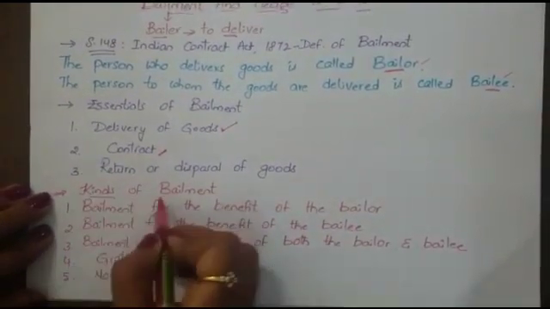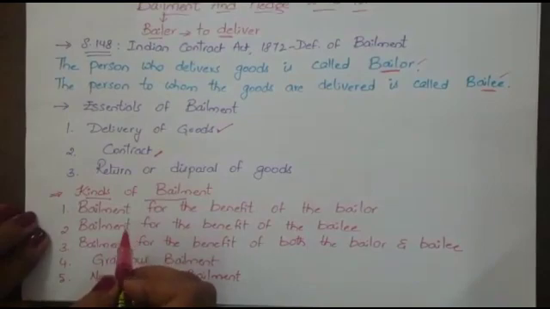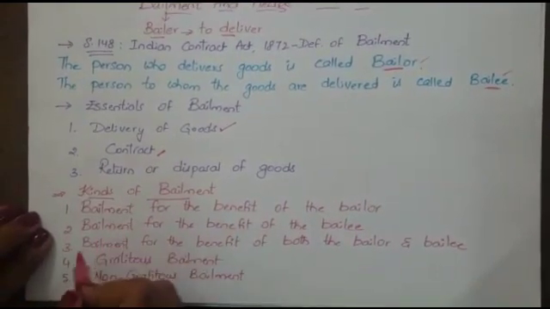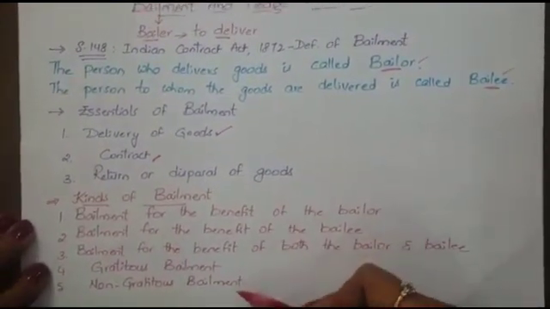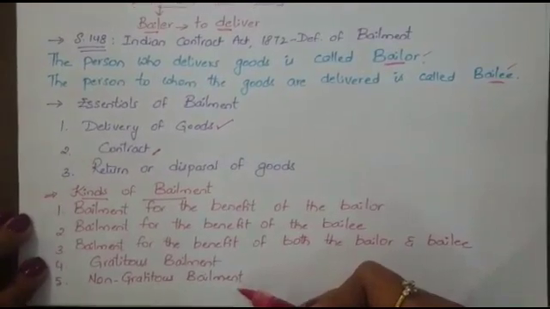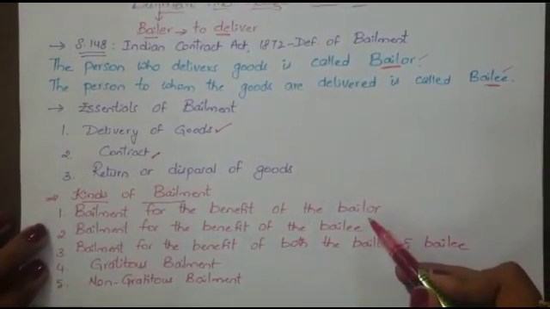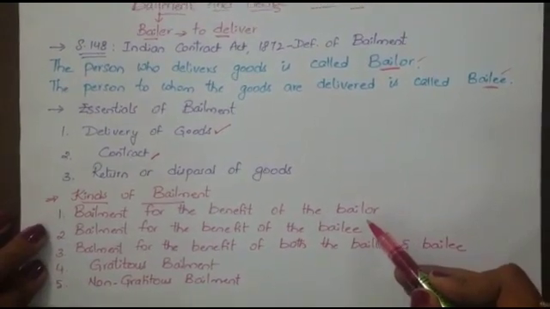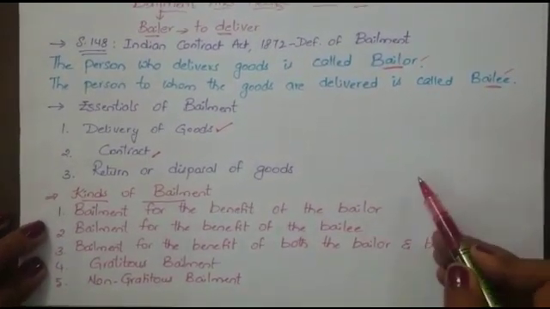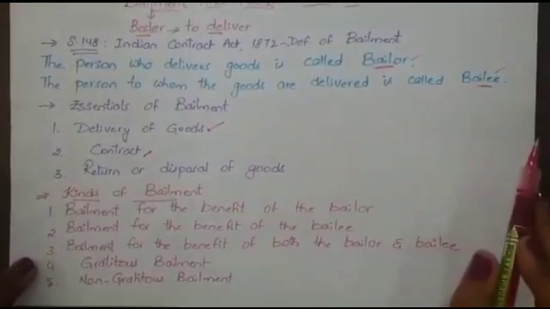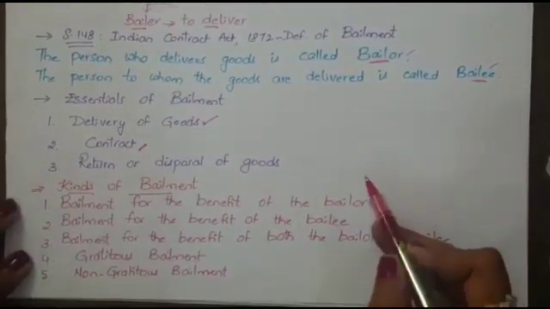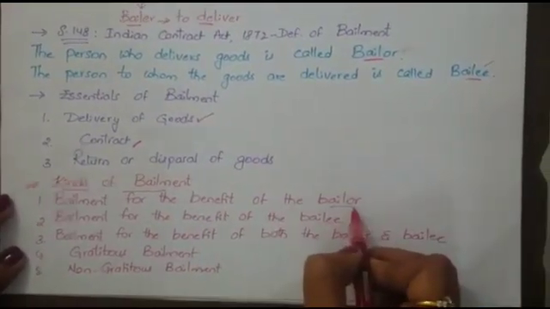Next, coming to the topic of kinds of bailment. Bailment may be classified under the following heads. First one, bailment for the benefit of the bailor. Where a bailor delivers his goods to a bailee, normally for safe custody without any reward, it is called bailment for the benefit of the bailor.